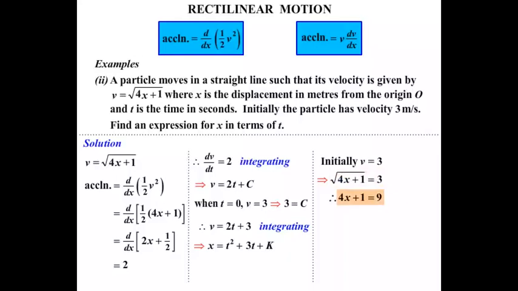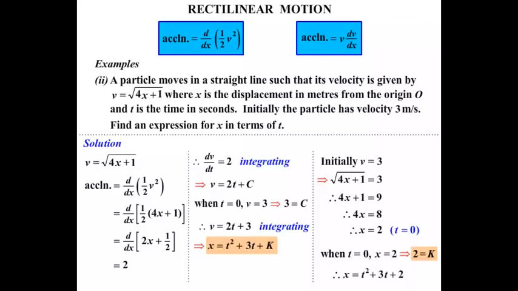Solving that, take the 1 over, subtract it, we get 4x equals 8, and therefore x equals 2. Now that x equals 2 was the initial condition, in other words, when t is 0. So we can now say when t is 0, x equals 2, and substituting that information into this particular equation, we find that 2 is equal to k. So we've got that equation for x. We now know the value of k, so let's substitute the value of k in. Therefore we get that x equals t squared plus 3t plus 2. And that's our final answer. Terrific.